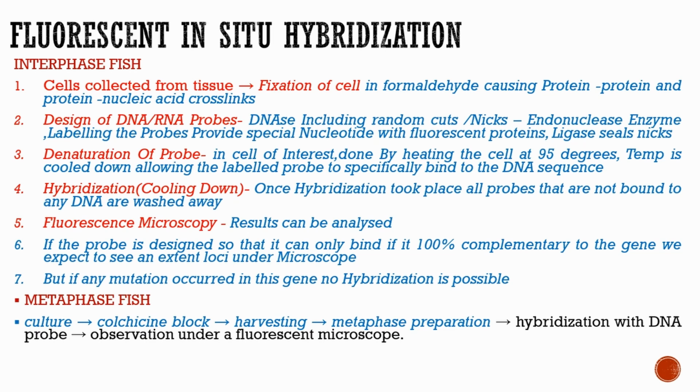In metaphase FISH, again, the culture is done with a colchicine block. Harvesting of the chromosomes is done. Metaphase preparation is done of the chromosomes. Hybridization with the DNA probe is made and the observation is done under the fluorescent microscope.